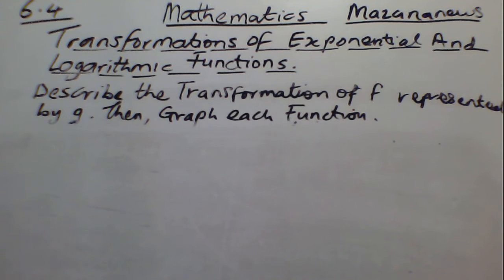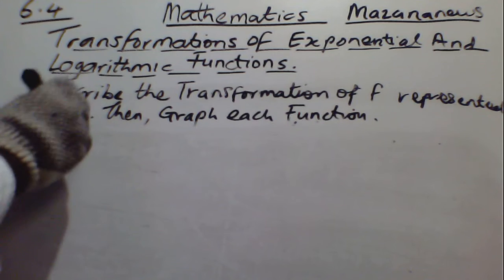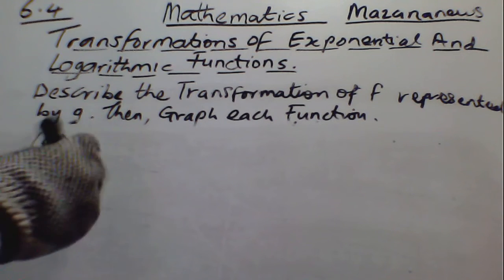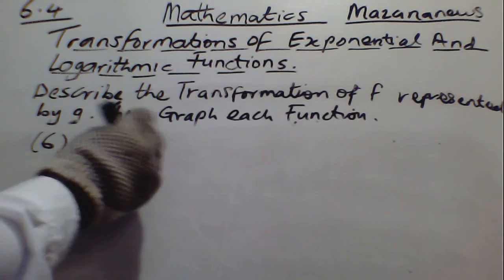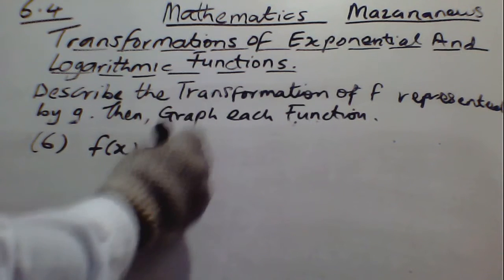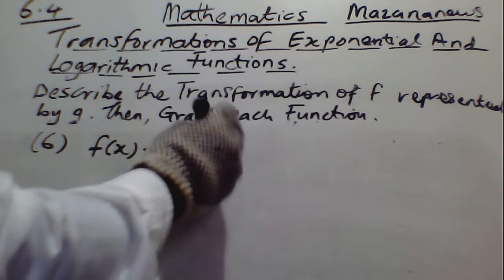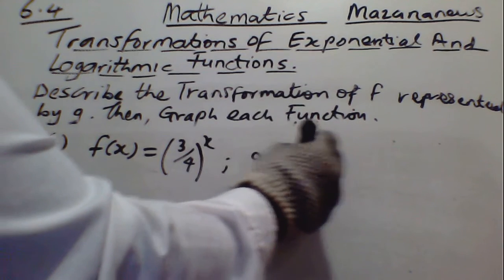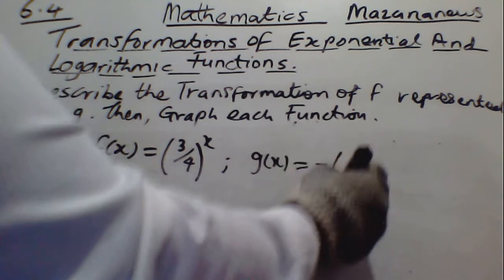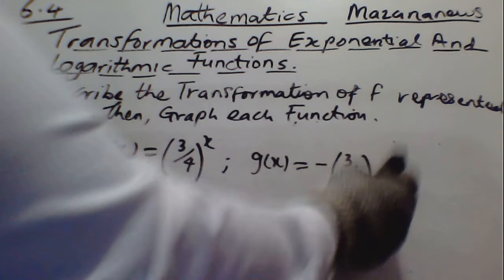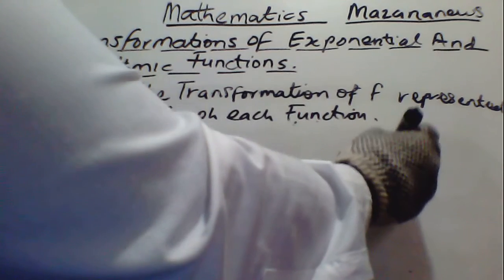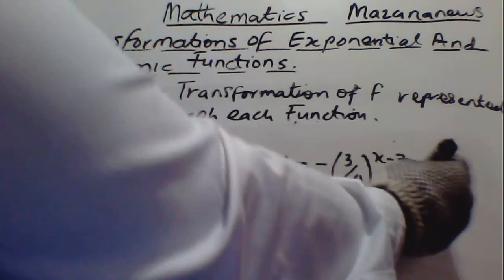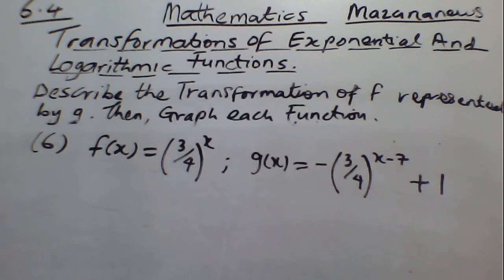So the next, the last, is example 6. If you are given f of x equals 3 over 4 raised to the power x, and g of x equals minus in bracket 3 over 4 all to the power of x minus 7, plus 1. So you are asked to describe the transformation and graph the functions.